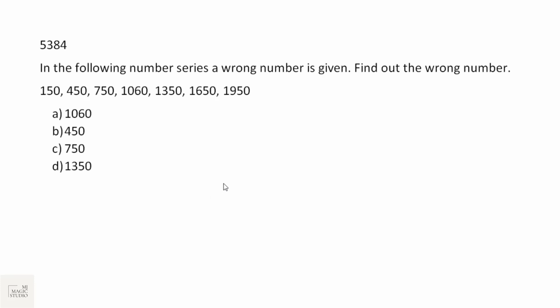Okay, one more again, a number series, and we need to find the wrong one out. 150, 450, 750, bingo. Every number is ending with 50. Why is this not ending with 50? Again, this is 300 plus 300. Here also is 300. Here also a gap of 300. 1060 is the wrong number. The correct number should be 1050.